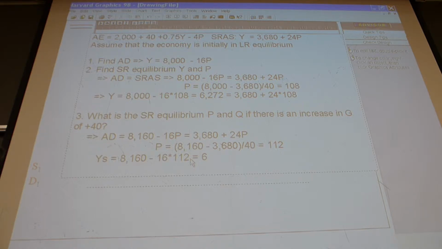However, so it's 6,368, right? But you'd always catch this, even if you made that mistake, if you went 3,680 plus 24 times 112, double check, and you would get the same answer. I presume it's the same answer. Okay, everybody? Notice 6 marks.